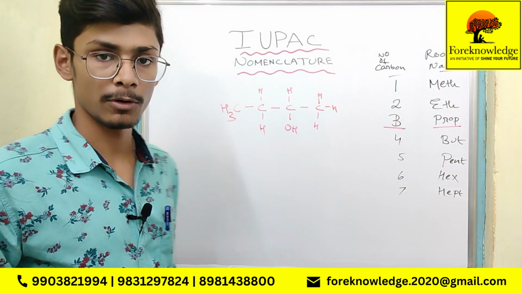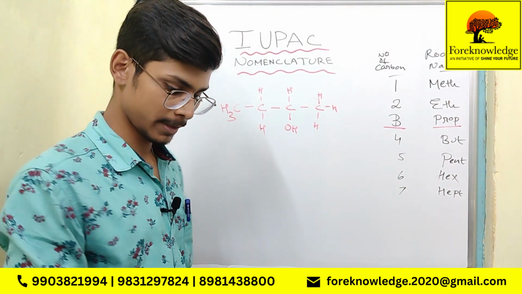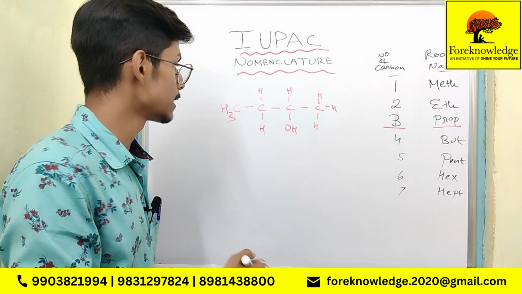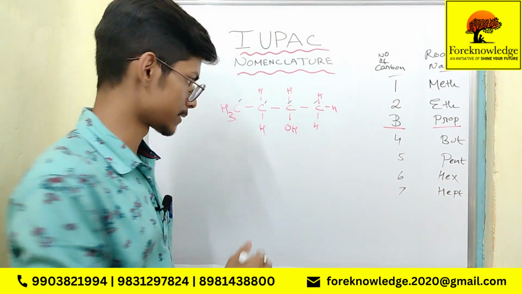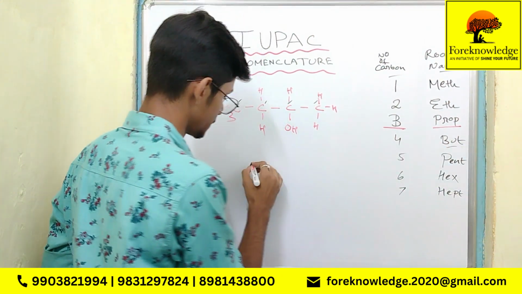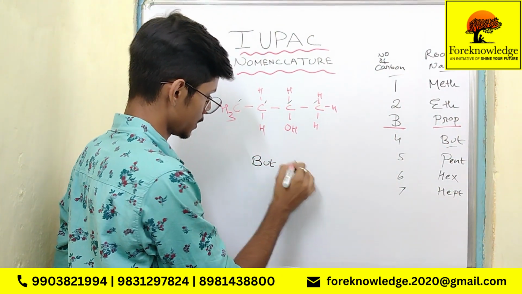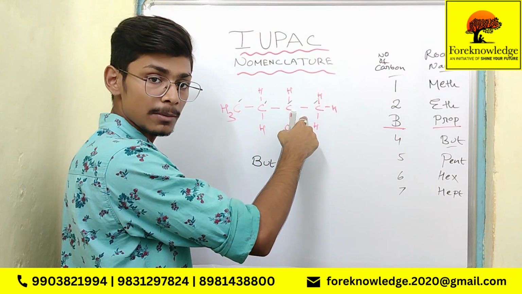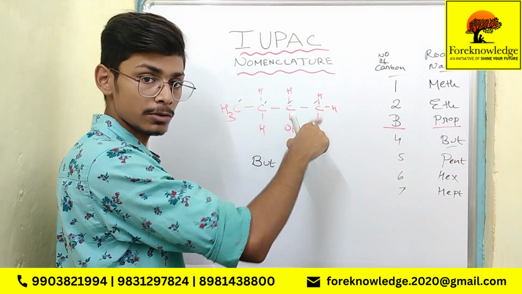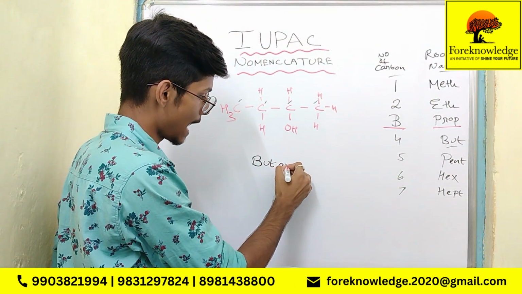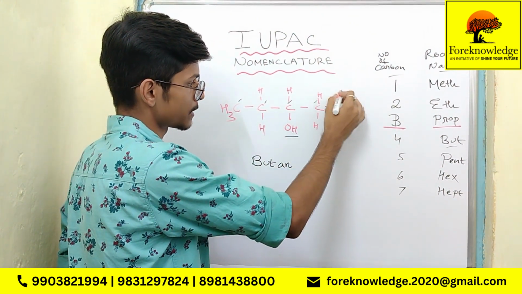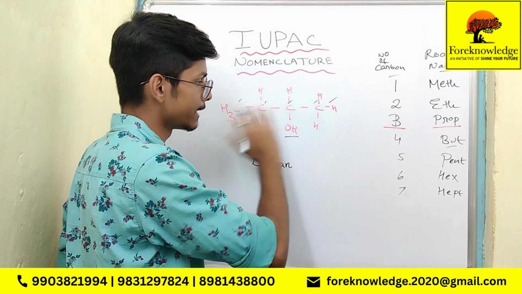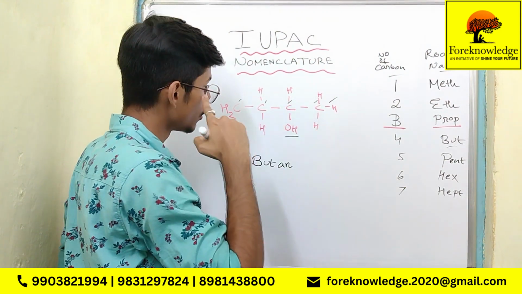So what will be the name of this compound? Similarly, we can see here 1, 2, 3, 4. 4 carbons are present. Therefore, it will be but. Any double bond or triple bond? No. All single bonds. So it is an alkane, so "an". Now you have to see one thing, that OH is not present at any of the ending parts. It's in the middle. Okay.